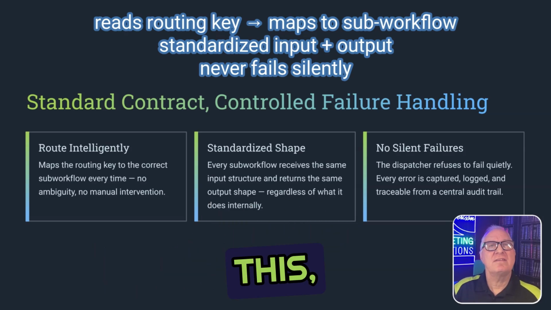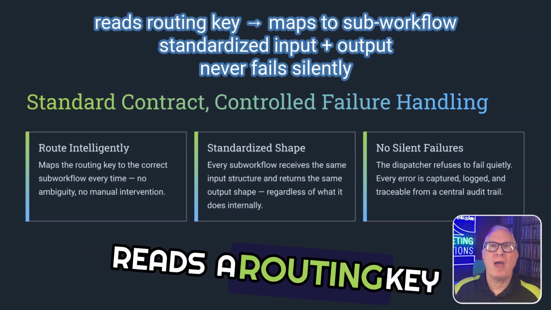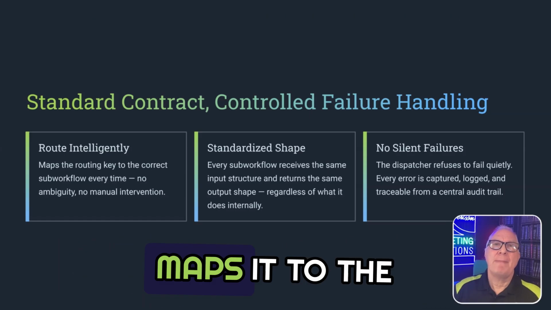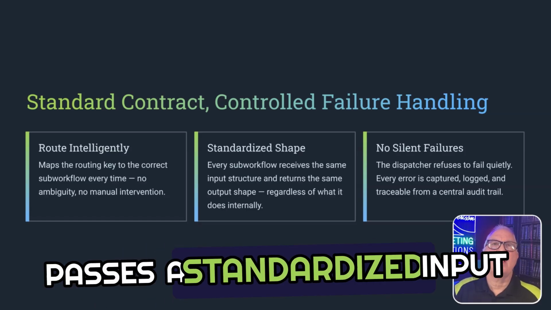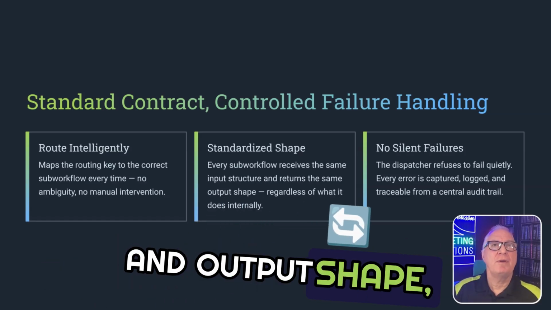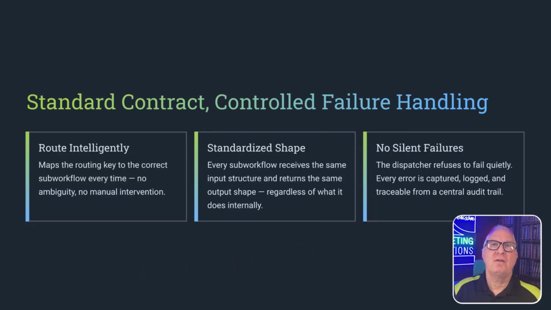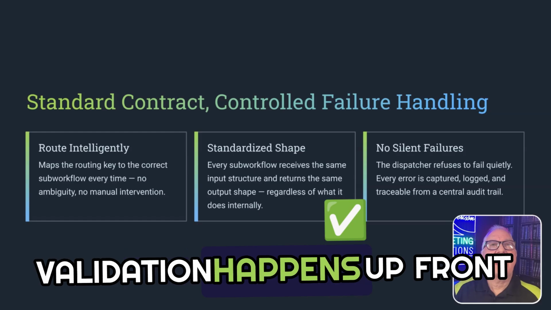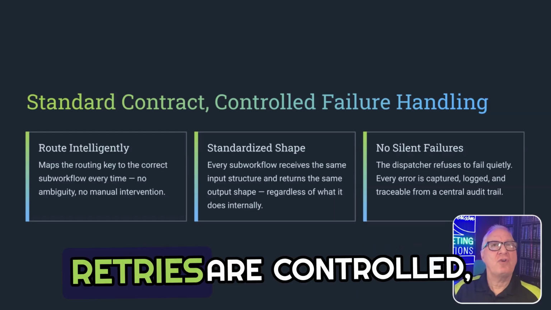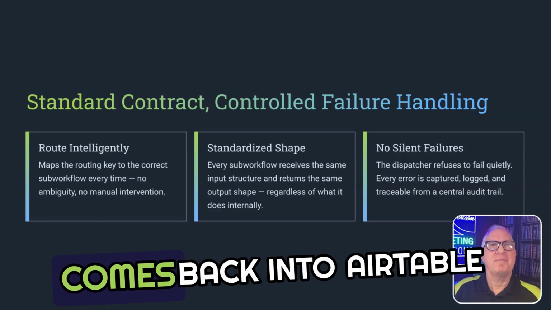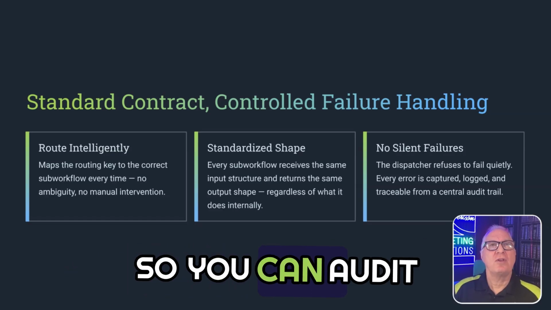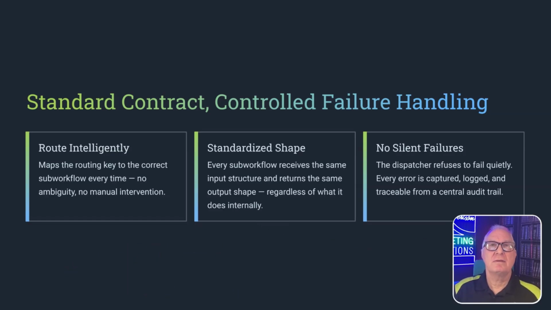By the end of this, you'll have a dispatcher that reads a routing key from Airtable, maps it to the right subworkflow, passes a standardized input and output shape, and refuses to fail silently. Validation happens up front. Retries are controlled. And dead letter logging comes back into Airtable so you can audit every miss.